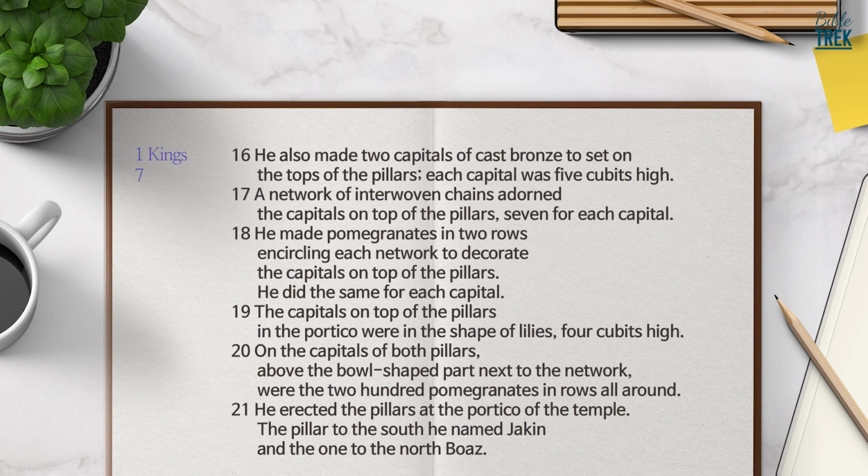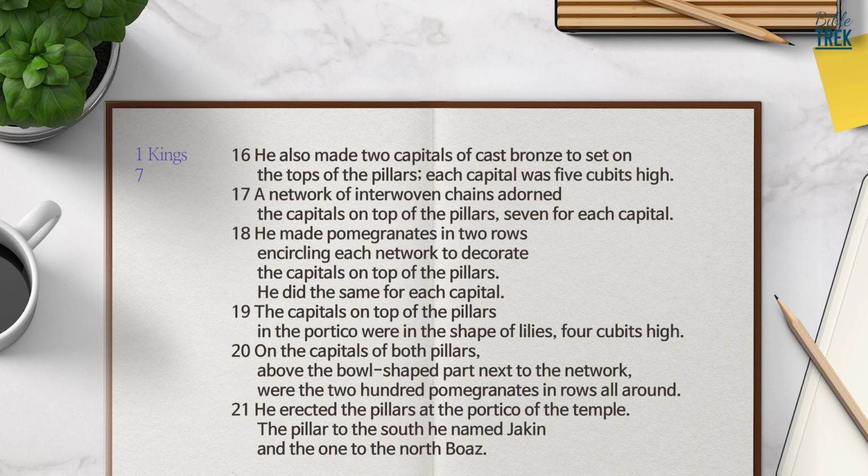Each capital was 5 cubits high. A network of interwoven chains adorned the capitals on top of the pillars, 7 for each capital. He made pomegranates in 2 rows, encircling each network to decorate the capitals on top of the pillars. He did the same for each capital. The capitals on top of the pillars in the portico were in the shape of lilies, 4 cubits high. On the capitals of both pillars, above the ball-shaped part, next to the network, were the 200 pomegranates in a row all around. He erected the pillars at the portico of the temple.